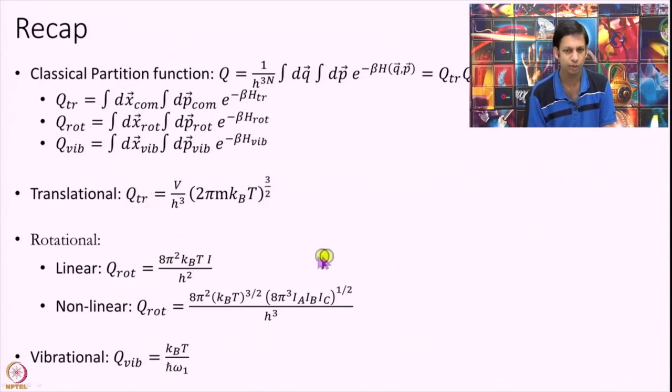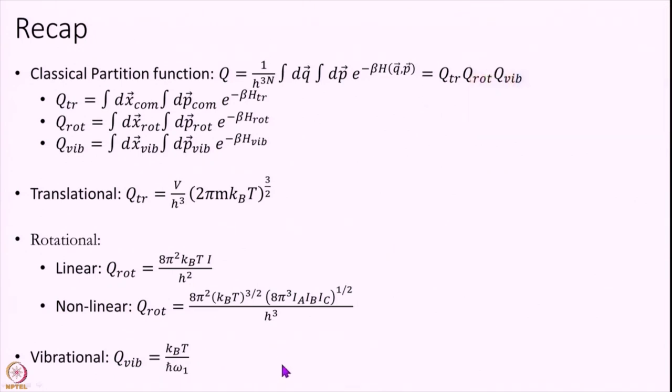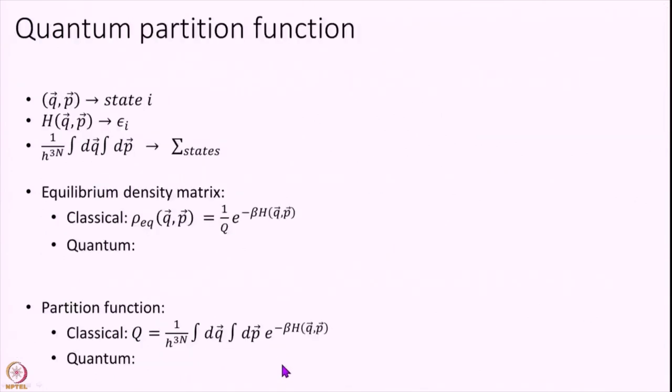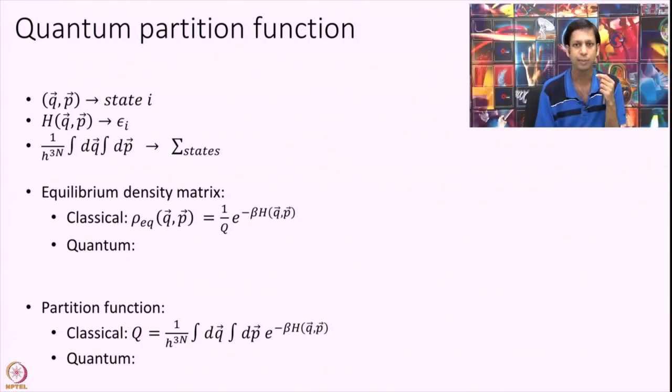For rotational, we did not provide the full proof, but just an intuition on how these come about. But you get, importantly, two different rotational partition functions for linear versus nonlinear molecules. And for vibrational, we showed that the partition function is equal to this for one vibration. If you have multiple vibrations with different frequencies, omega 1, omega 2, omega 3, and so on, you just multiply the respective partition functions for vibrations. Okay. So, now we will move on to how to define the quantum partition function.